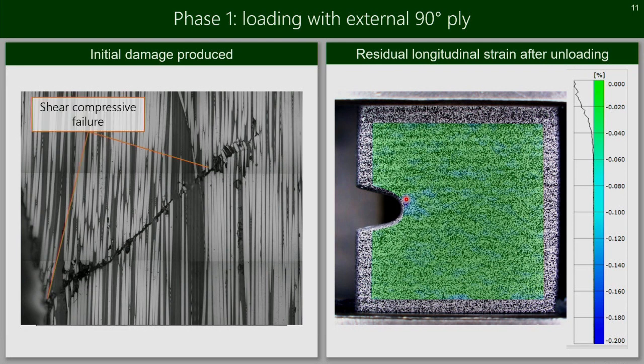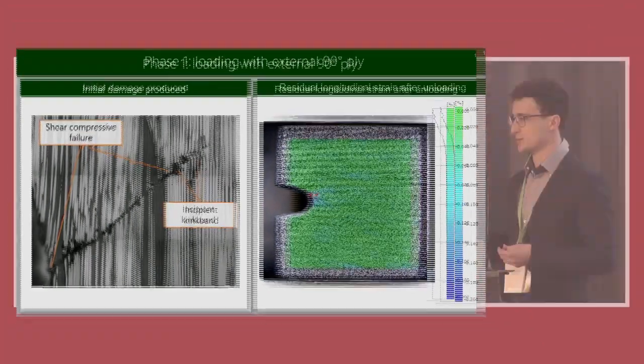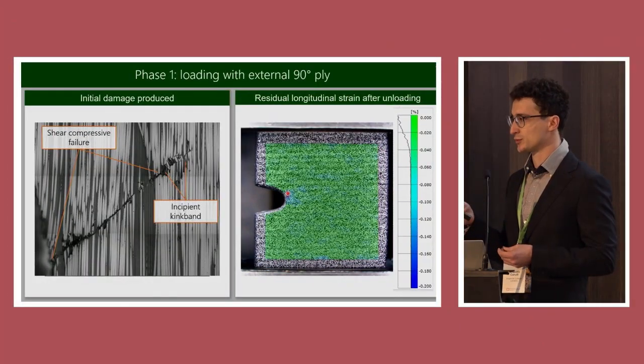Here we have an initial shear compressive failure, then turning into a kink band. This has been observed already in the literature, but we found it interesting because in this case we have a blunt notch, while usually this is seen in the presence of a very sharp notch. So we thought it was worth mentioning it here.